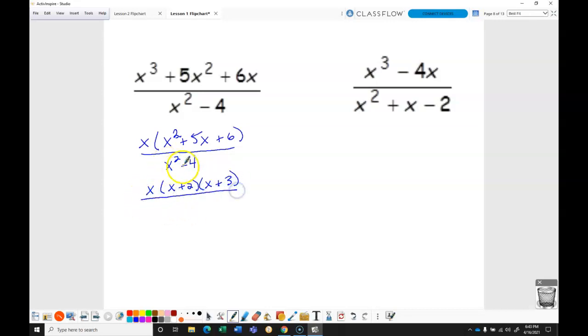And in the bottom, that's the difference of two perfect squares. So I have x plus 2 and x minus 2. So this is my full factored form, and this is where I'm going to get the restrictions on my domain from. But now I'm going to cancel those, and the numerator will be x times x plus 3 over x minus 2. Like I said, that's where I'm getting my domain from, and I see that x cannot equal negative 2 or positive 2.